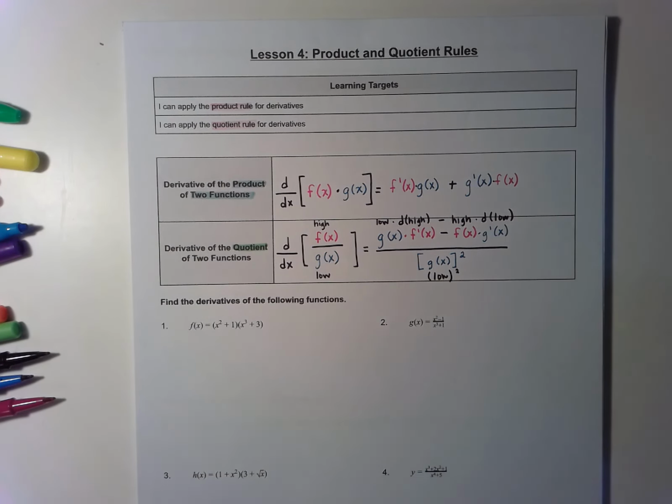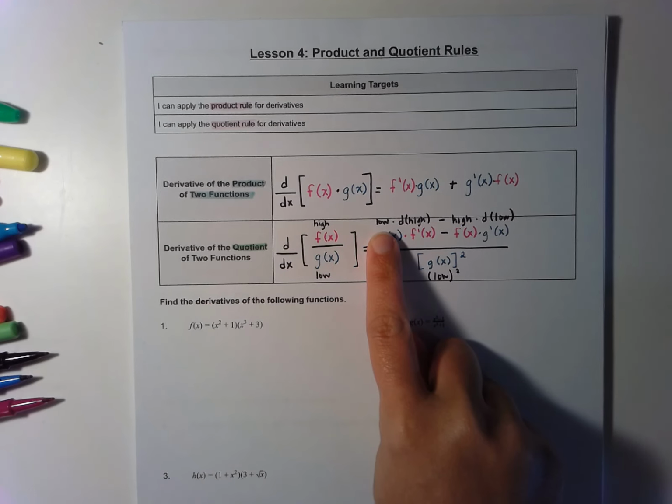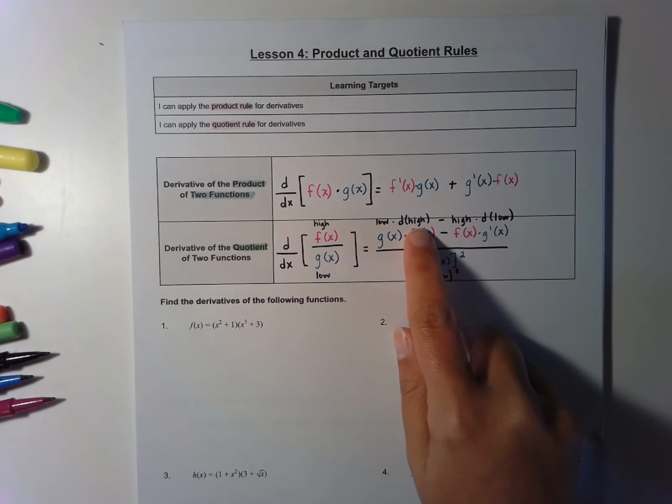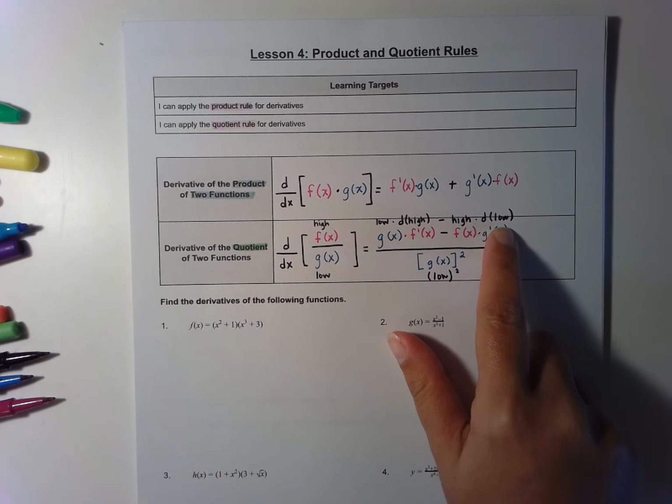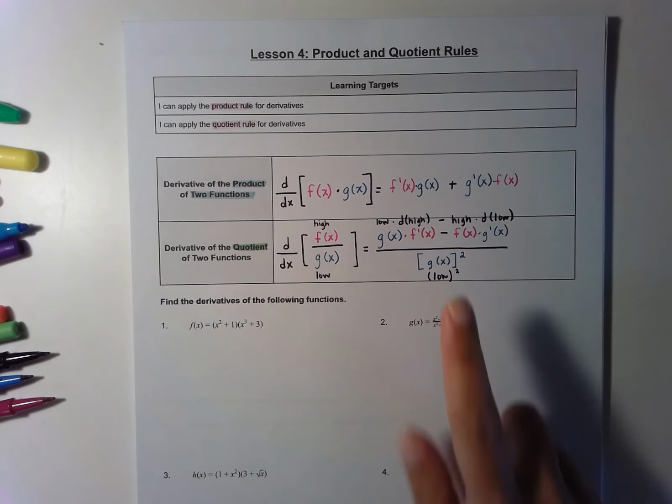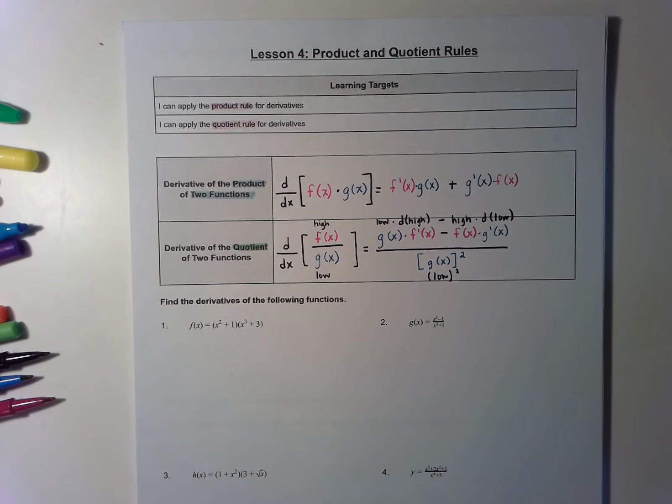It's to the tune of like Old MacDonald Had a Farm. So it goes low d high minus high d low, and low squared goes down below. And all that is a short little song that helps you remember the order and kind of the operations that you need to do. So low means copy the low, d high, take the derivative of the top, minus high means copy the top, d low, take the derivative of the bottom, and low squared goes down below. One more time, the song is low d high minus high d low, and low squared goes down below.